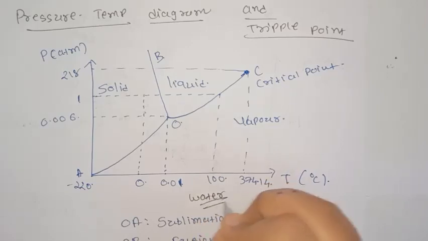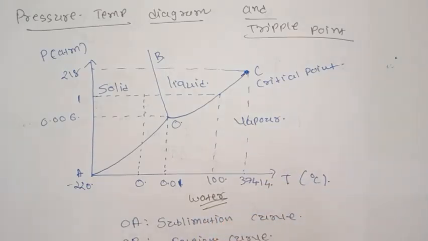This is for water. In order to arrive at the concept of a phase diagram, we should understand the vaporization curve, the fusion curve, and the sublimation curve.